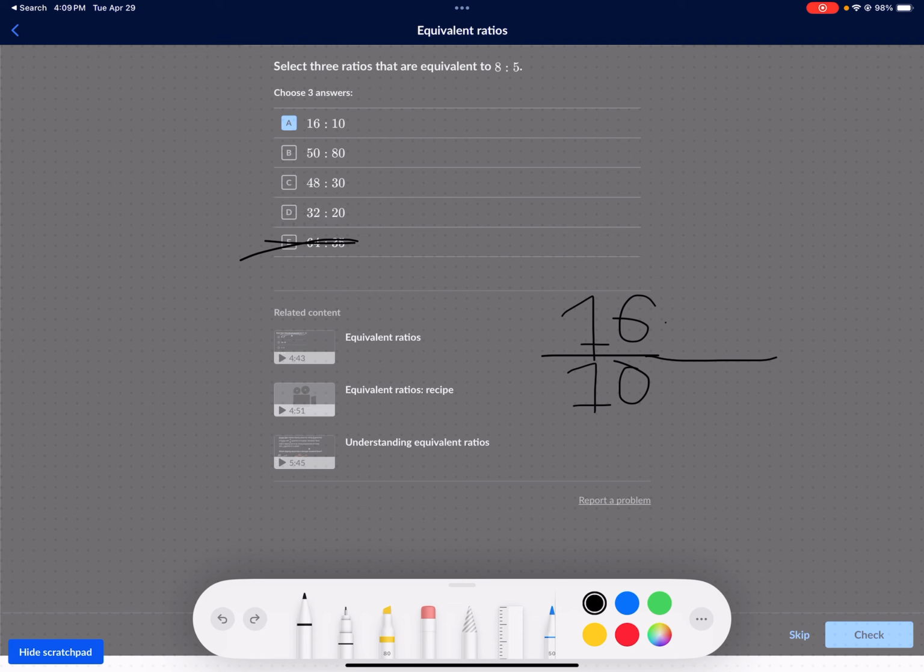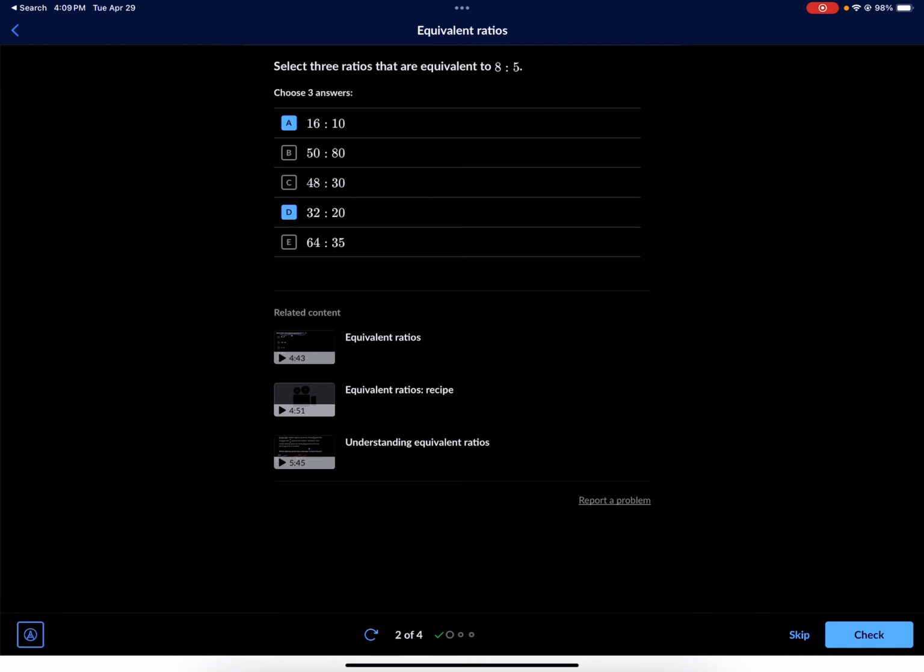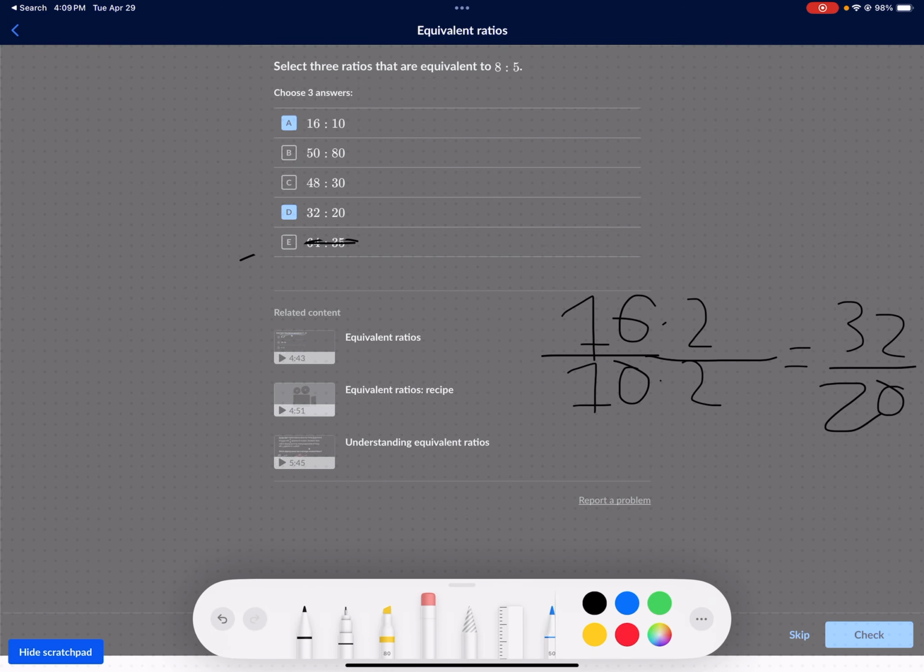So let's see here. What if we multiply this by 2 again? Maybe see if that works. What will we get? 32 over 20, which is this. So, okay, this one's right. So let's see if we can knock out maybe one more, or maybe we might as well just try to get the last one right, because then we'll know the other one will be wrong.